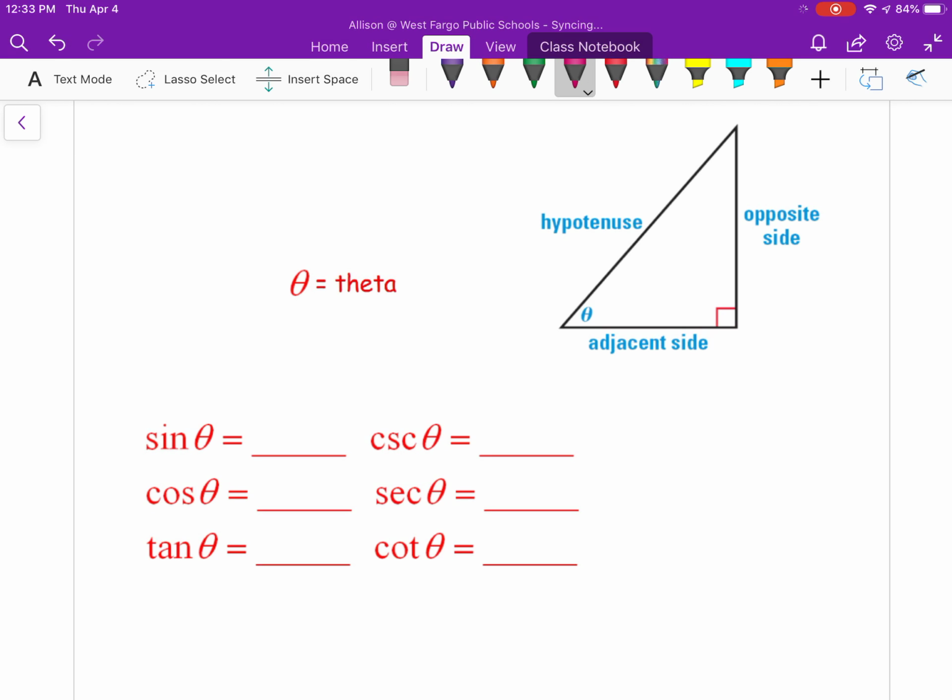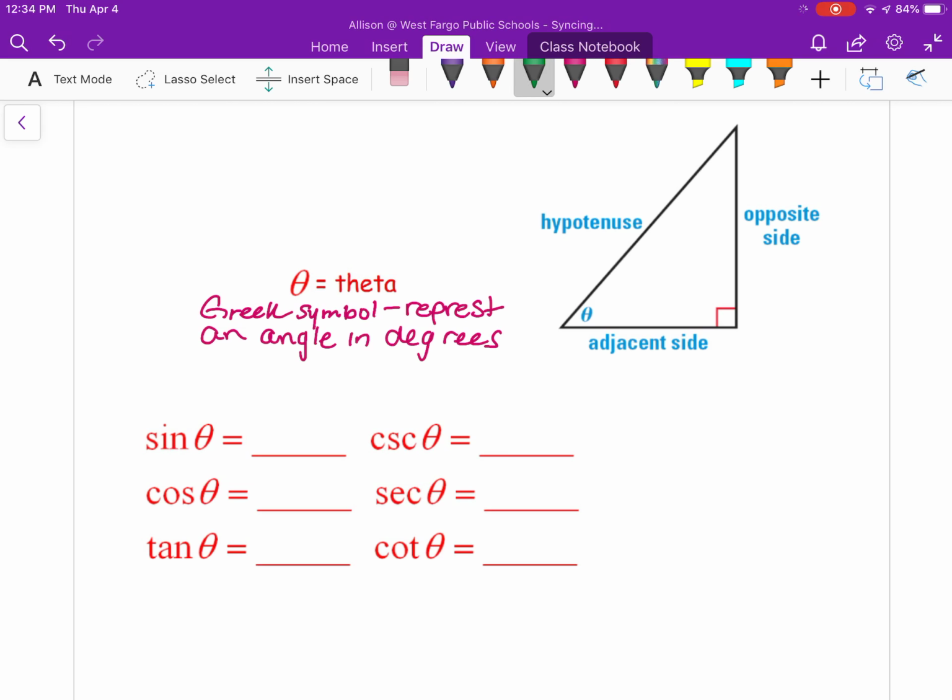So theta is a Greek symbol, and it represents an angle in degrees. We use this Greek symbol to represent an angle in degrees.